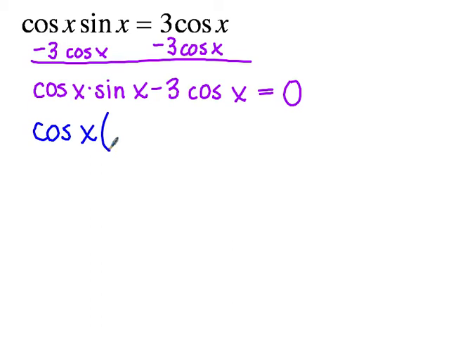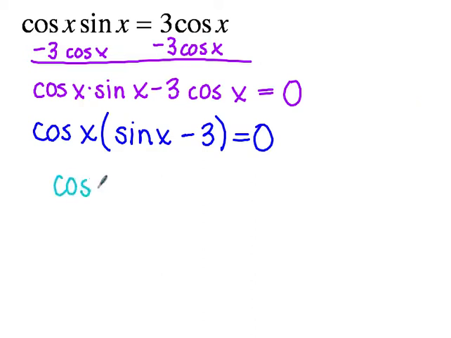So when I take cosine from cosine times sine, what does that leave me with? Sine x, and then what? Minus 3. So now this is one of those instances where you have the zero product property. We learned about factoring last year. The zero product property states that if you have 2 terms, you set each of the terms equal to 0. Okay, so in this case I'm going to set cosine equal to 0, and then I'm going to set sine x minus 3 equal to 0.